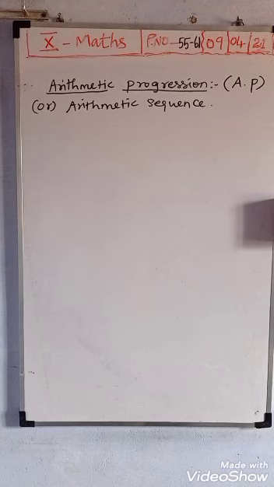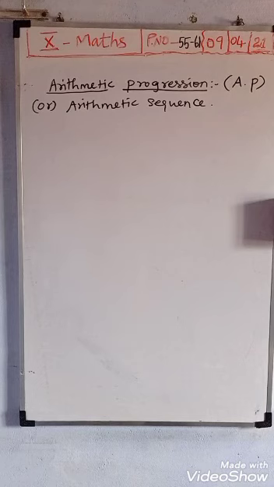What is meant by a sequence? An arrangement of real numbers in a specific order is called a sequence. You should arrange and write the numbers in some specific order. It is called a sequence. There are some types of sequences.